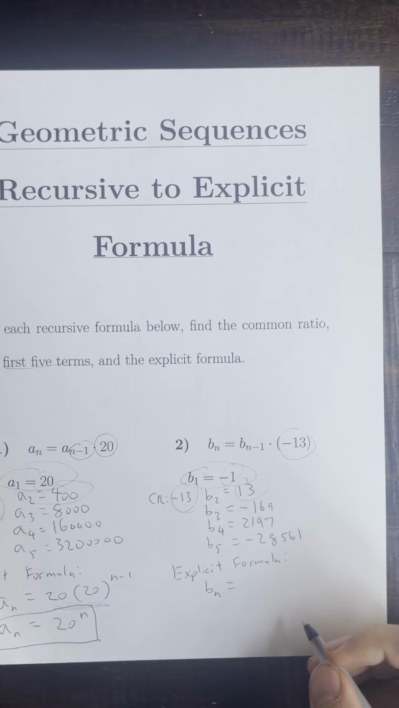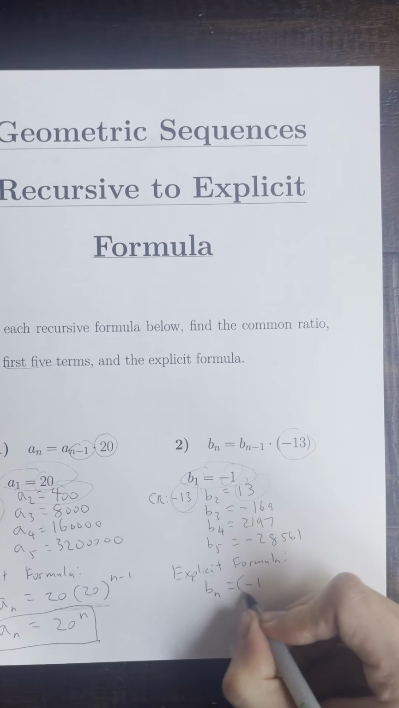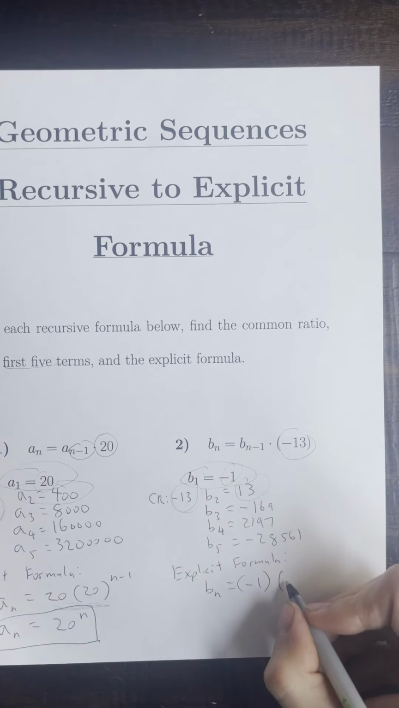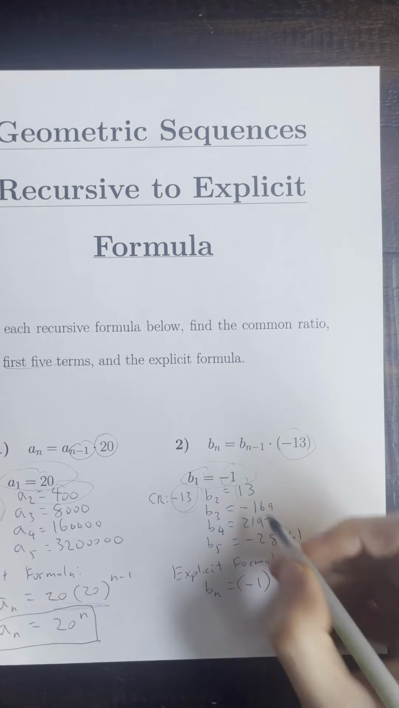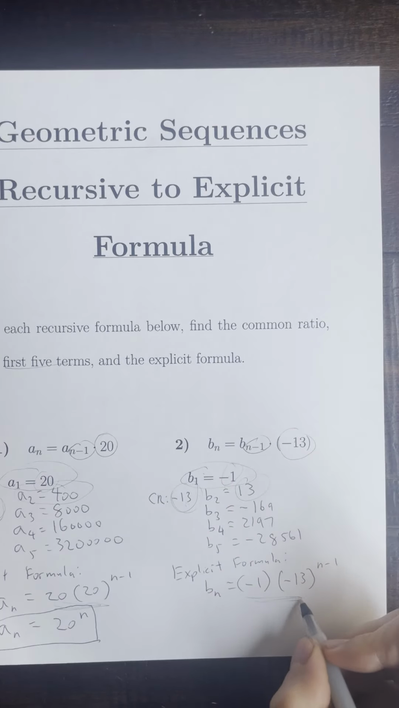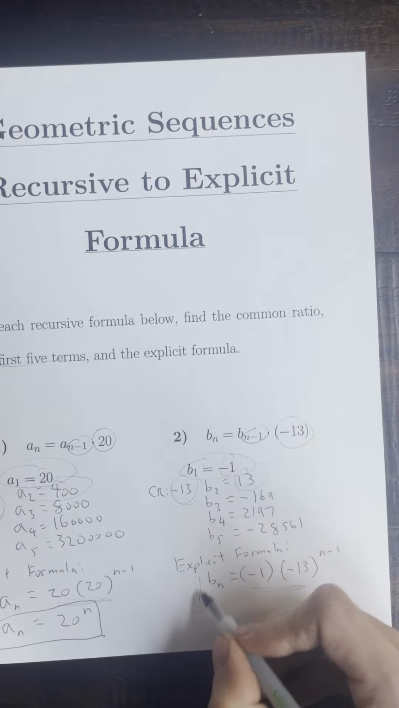So it's going to be the first term, which was how much? Negative 1 times the common ratio, which is how much? Negative 13 to the power of this. And if you can't combine these two, you can just leave it as is. So this is your answer.